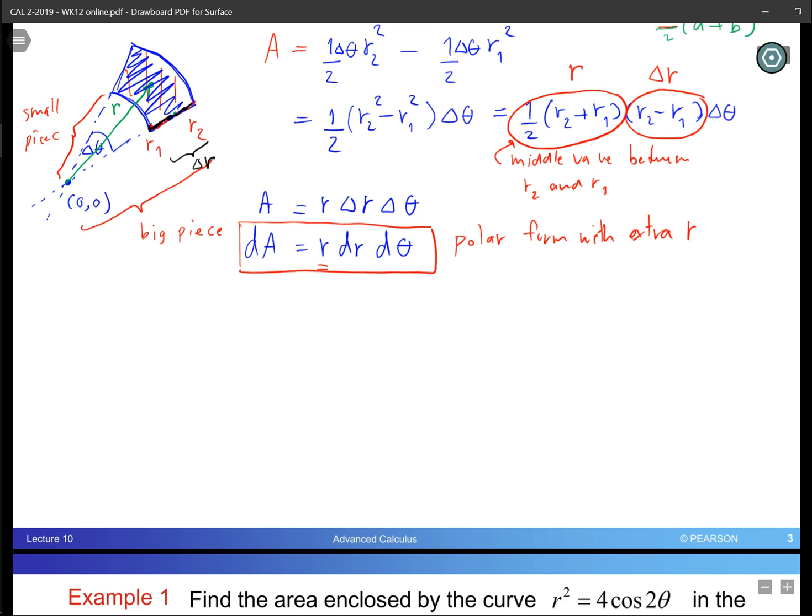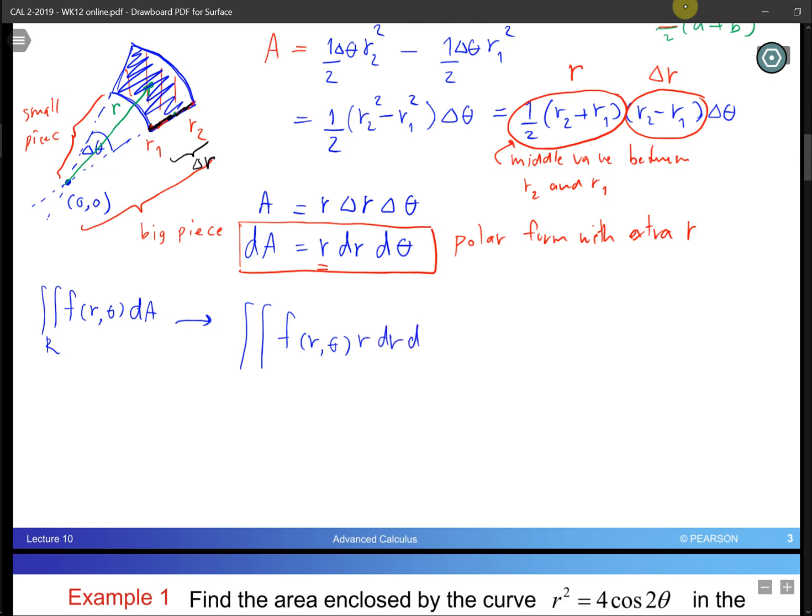Okay, go back to the origin. We have this form, double integral of f. Here we work in polar coordinates. So f has to be in terms of r and theta. And now we know dA equals r dr d theta. So let's put that. Well, okay, this is the general form, dA first, and over any region. And then we put information into everything. So double integration of f of r and theta, dA becomes r dr d theta.